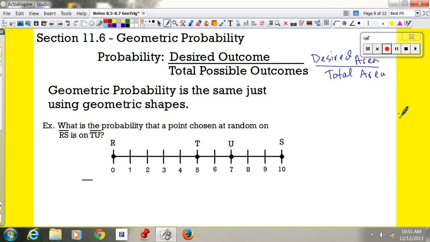That would be the geometric probability. You take your desired area and you put it over your total area, or the desired length over the whole length.